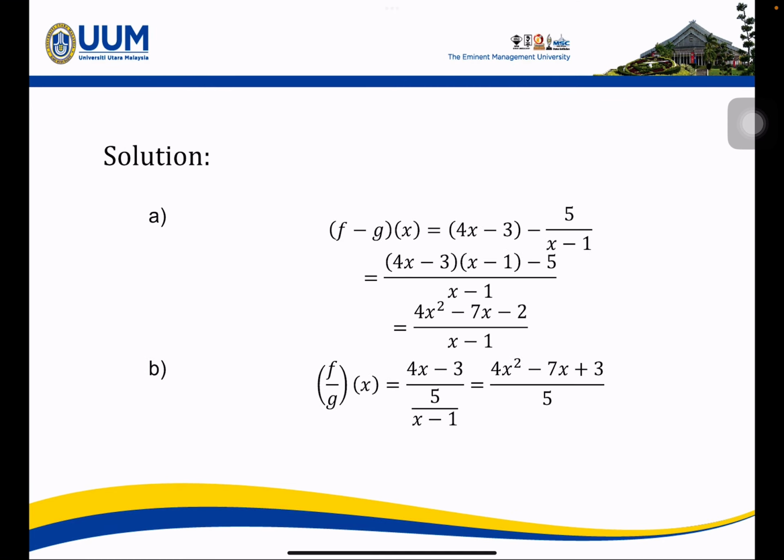This is the answer for B, guys. 4x squared minus 7x plus 3 over 5. Correct? No, you will get these slides later, but I won't share now because the solution is there. If I share now, then you just relax there reading the solution.